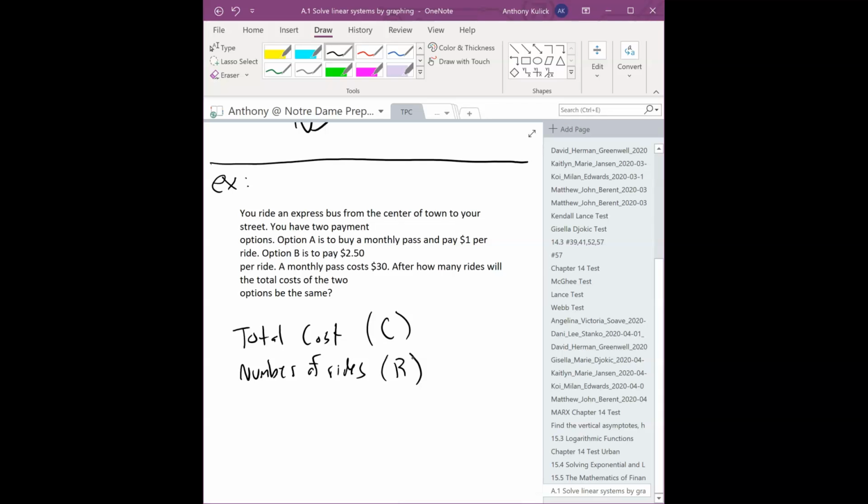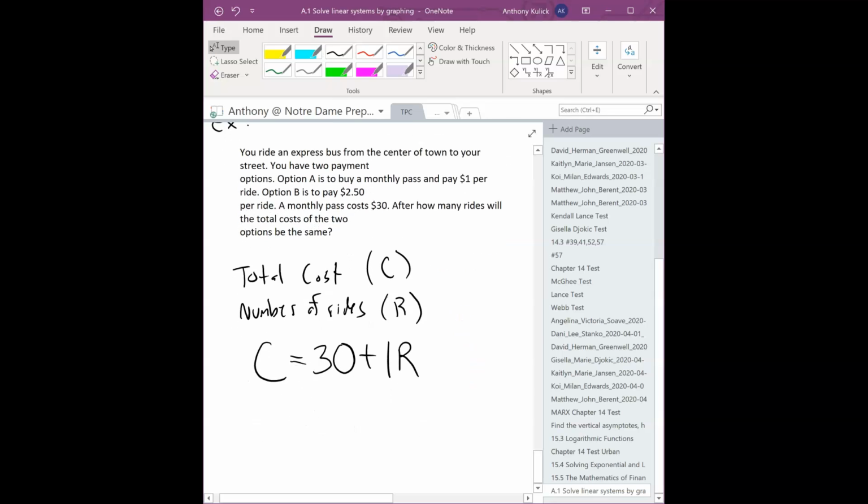So in option A, we can buy a monthly pass for $30 and then pay $1 per ride. So here our total cost, we're going to have the $30 for the monthly pass plus $1 for each ride we take. So C is going to equal 30 plus 1R. For option 2, we just pay $2.50 per ride. So the cost is 2.5 times R.